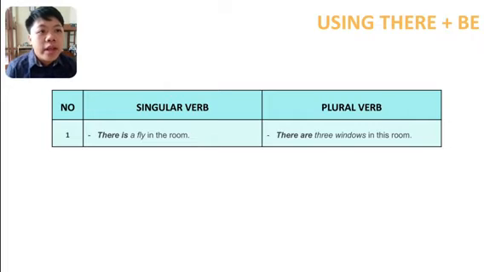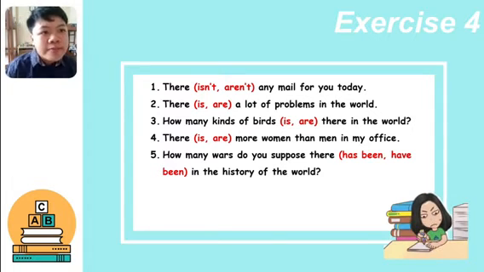Now we learn about using there plus be. This one is really easy because it only depends on the noun. If the noun is singular, you have to use a singular verb, and if the noun is in plural form, you have to use a plural verb. Example, there is a fly in the room. The fly is only one fly, so you have to put there is. And there are 3 windows in this room. 3 windows is plural, so you have to use are. It's easy, right? Now let's do the exercises.